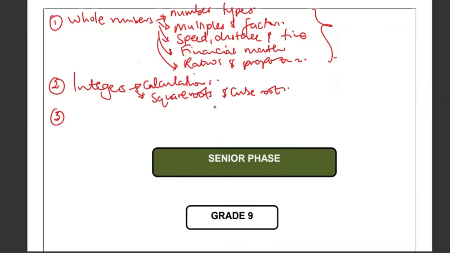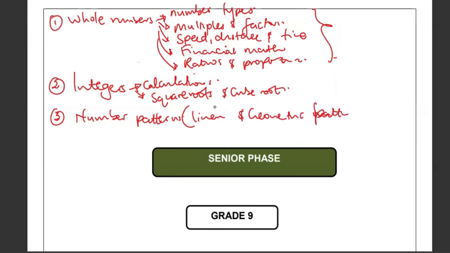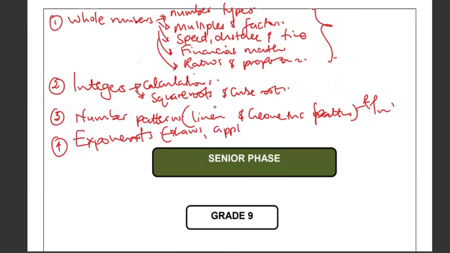Then number 3, we also have what we call the number patterns. Some people call them the linear or geometric patterns. So those are the patterns we need to know. How do we determine the next 2 terms? How do we describe the pattern? How do we find the nth term? And so on and so forth. And then number 4, we have what we call the exponents in grade 9, exponents and indices. We need to know the laws and then the applications.